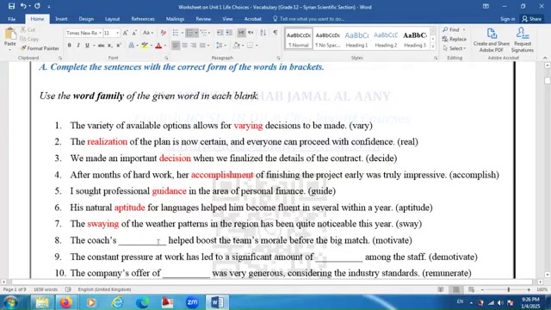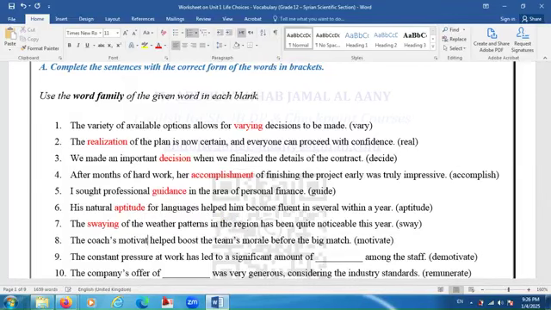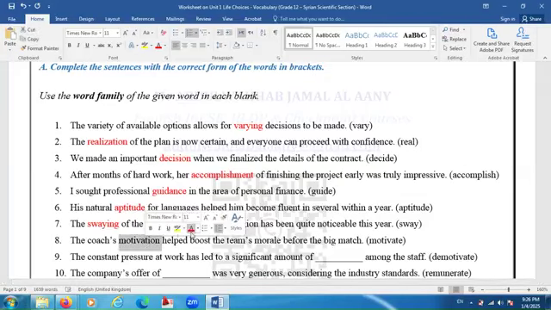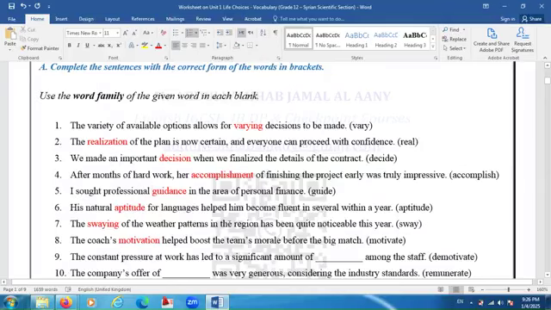The coach's motivation helped boost the team's moral before the big match. Motivate. The coach's motivations, that's a noun, or motivation if you wish to say, because it's plural, it's singular. So the coach's motivation helped boost the team's moral before the big match.